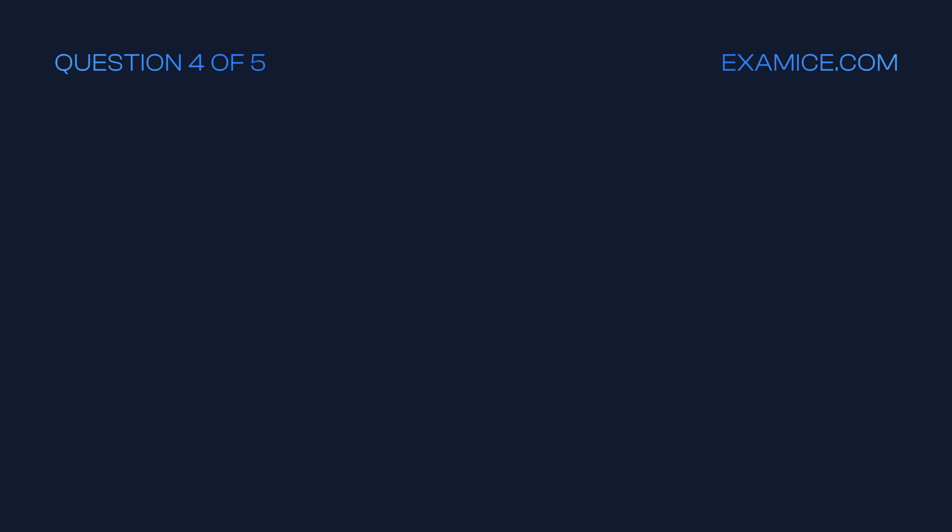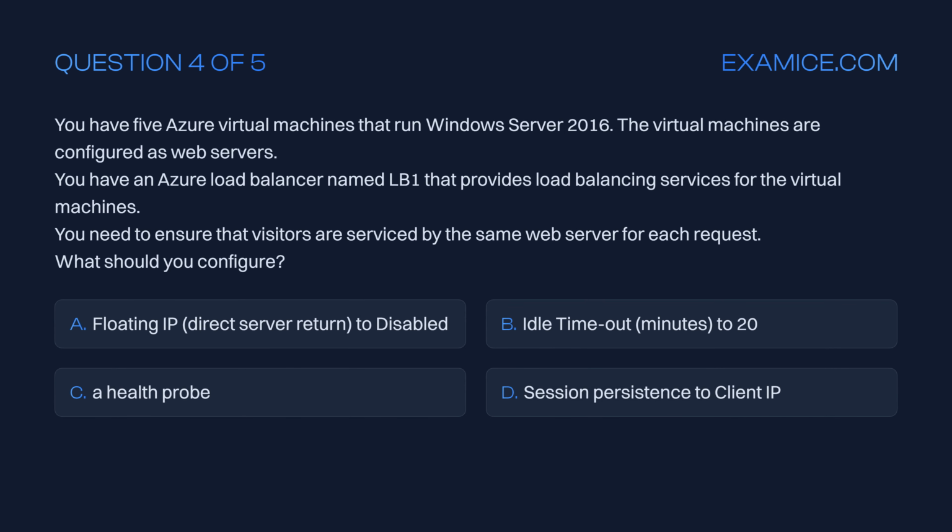Question 4. You have 5 Azure virtual machines that run Windows Server 2016. The virtual machines are configured as web servers. You have an Azure load balancer named LB1 that provides load balancing services for the virtual machines. You need to ensure that visitors are serviced by the same web server for each request. What should you configure? Option A, floating IP to disabled. Option B, idle timeout to 20. Option C, a health probe. Option D, session persistence to client IP.